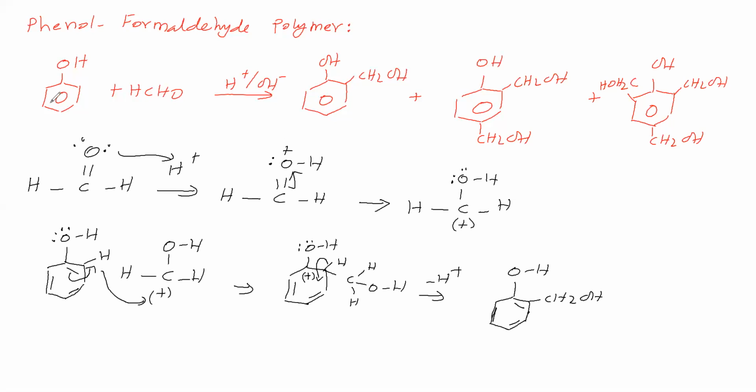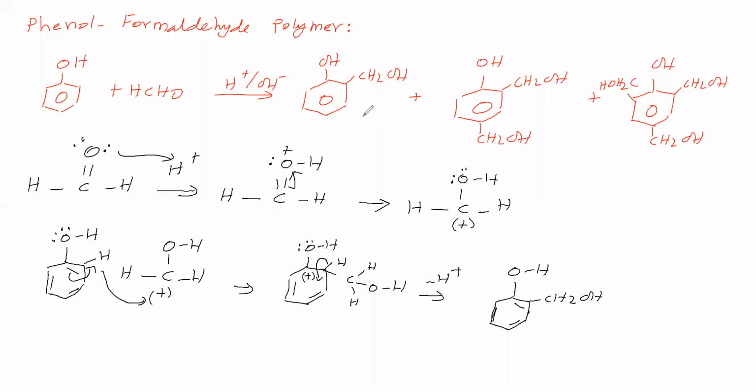So when phenol is reacting with formaldehyde in the presence of H plus, the electrophile CH2OH is attacking. Therefore, we are getting so and so compound. If it is again attacking this para position, you will get this compound. If this C plus is attacking this carbon, you will get this compound. In the presence of acidic medium, we are getting like this.